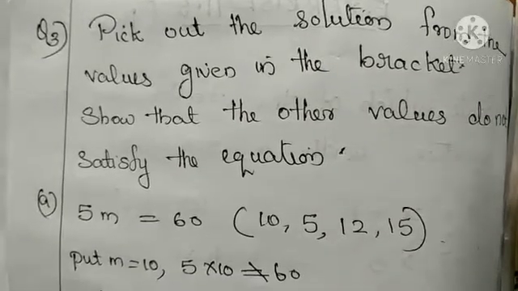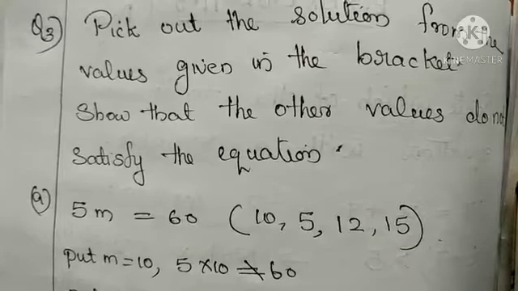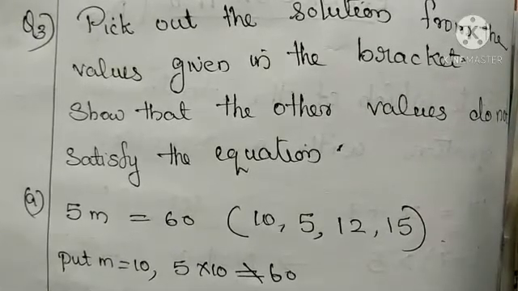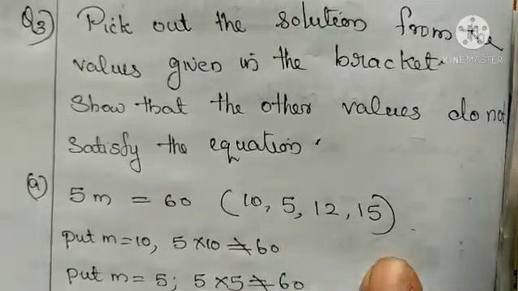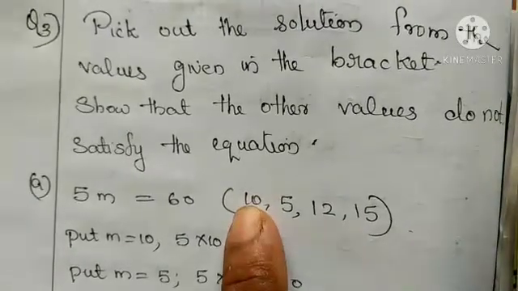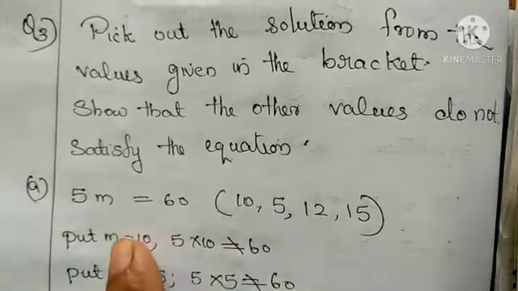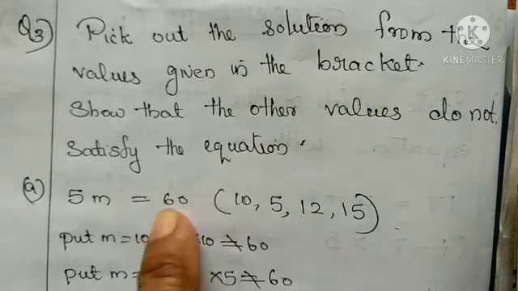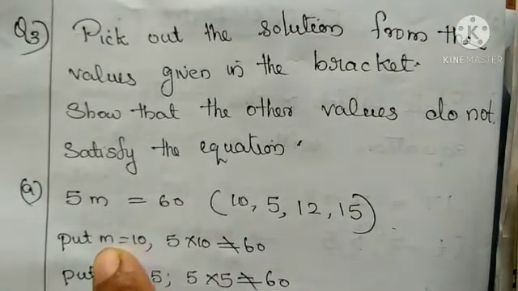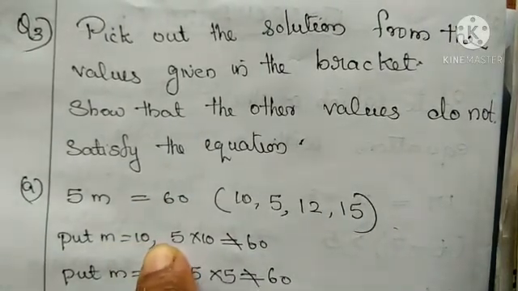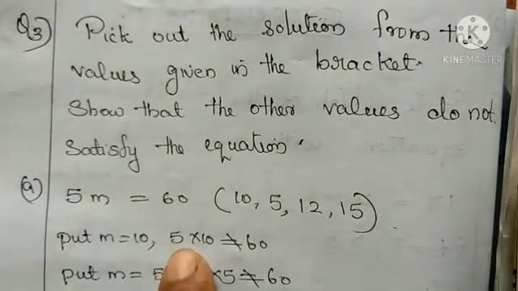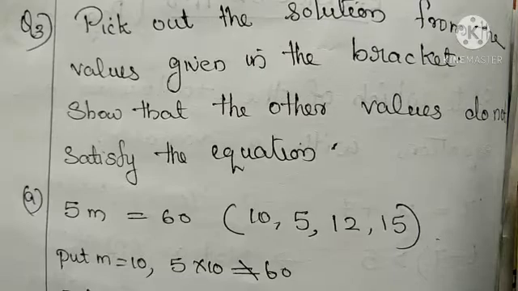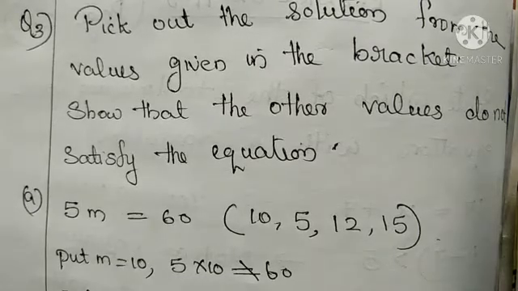Pick out the solution from the values given in the bracket. Show that the other values do not satisfy the equation. Children, you can see some values are given in this bracket. We have to check whether they are satisfying for these equations or not. First value 10. Equation is 5m is equal to 60. If we put m equal to 10, the equation becomes 5 into 10 is equal to 50, not equal to 60. So it is not a solution.